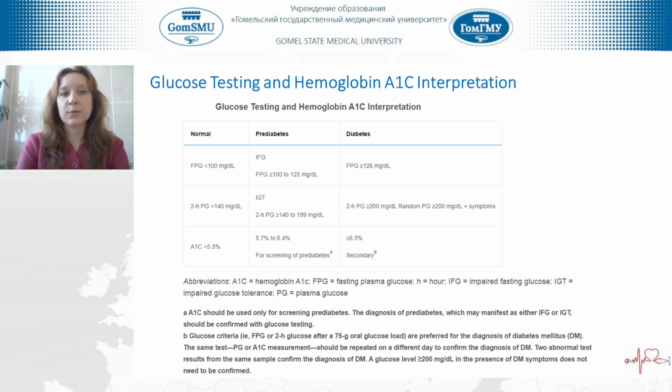Fasting plasma glucose, if it's more than 126, this is diabetes. And if it's in the middle, from 100 to 125, this is prediabetes. You see the numbers according to this table. How can you say that it's a norm, prediabetes or diabetes? And here you can see the glucose criteria for the 75-gram oral glucose tolerance test.